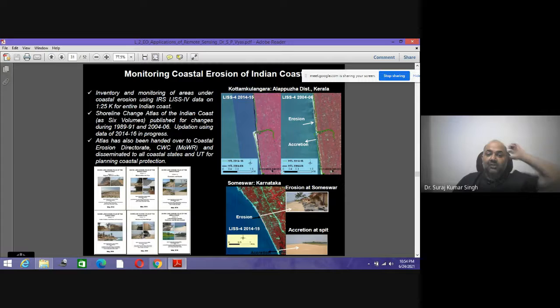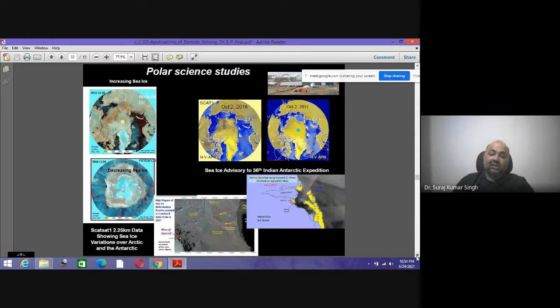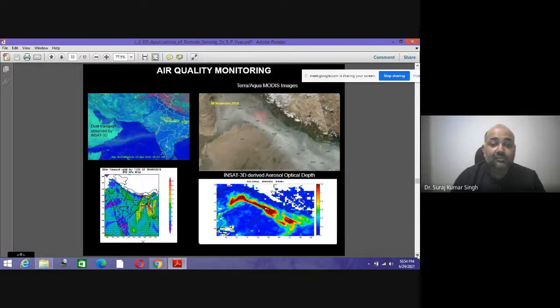Apart from that, we are also going to monitor our coastal erosion. You can see the various kinds of erosion that have happened over the years, whether a positive or negative change, which can be easily mapped and delineated using satellite images. Polar studies are also being done, where we carry out various kinds of glacier studies. We are using various kinds of satellite images for identification and mapping of those glaciers.